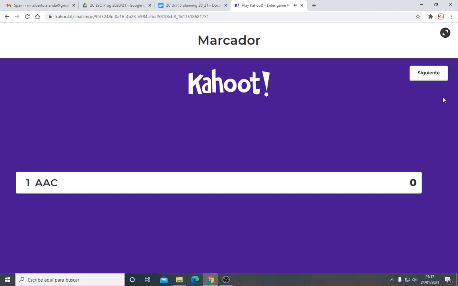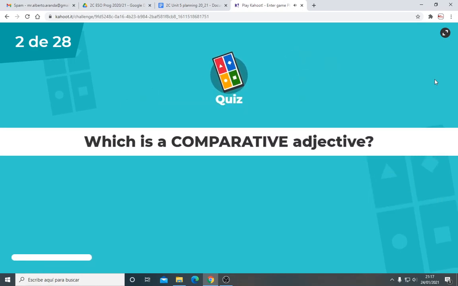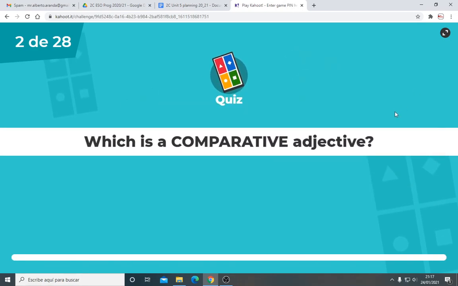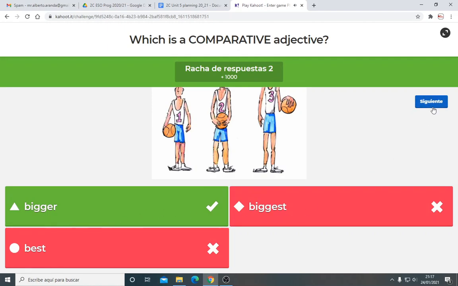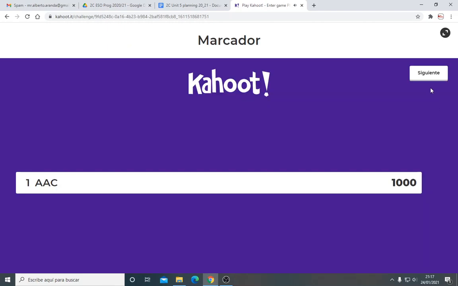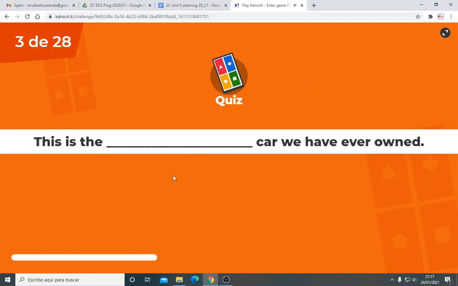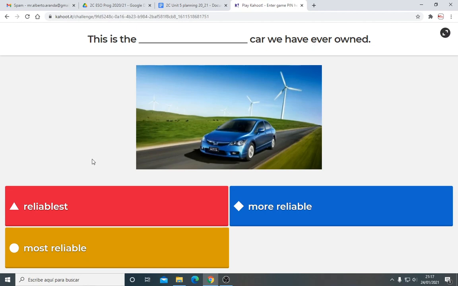There we go. Next question. Which is a comparative adjective? This is a superlative, this is a superlative, this one. Because ER, EST is for superlative. This is going to be a superlative because we've got the reliable. It's got 3 syllables. But anyway, it's got more than one syllable, it doesn't end in Y, therefore this is a superlative, the most reliable.